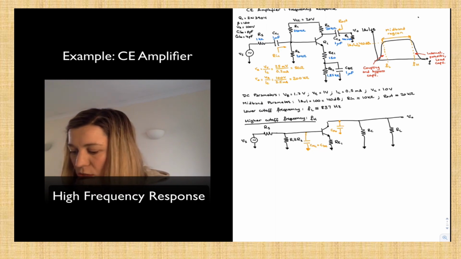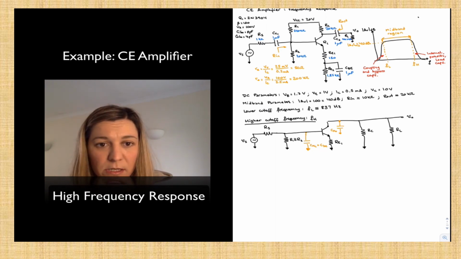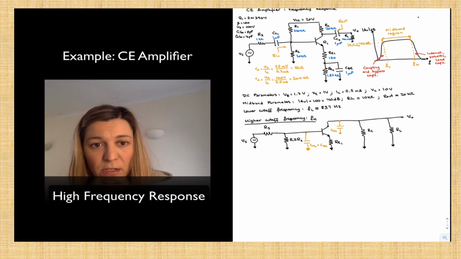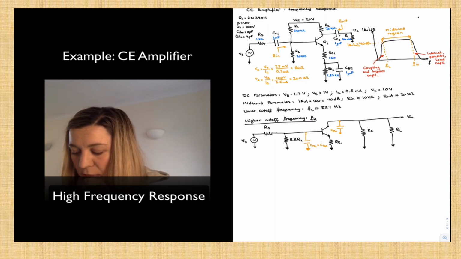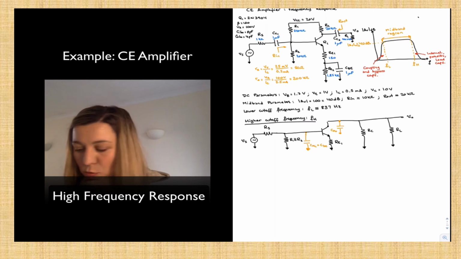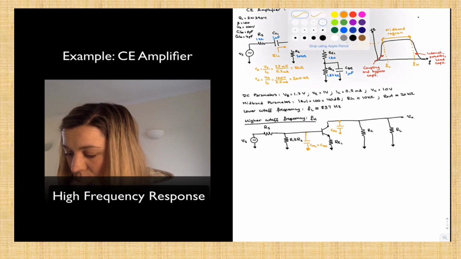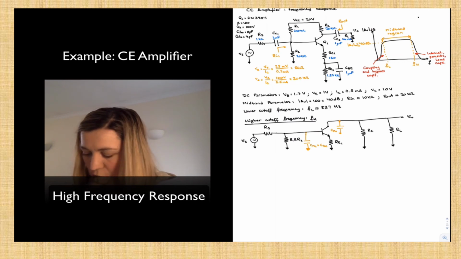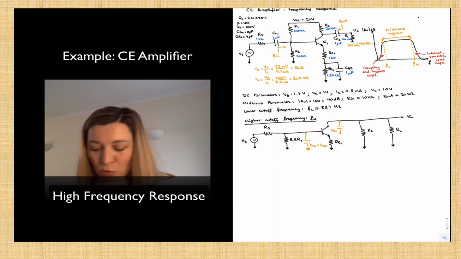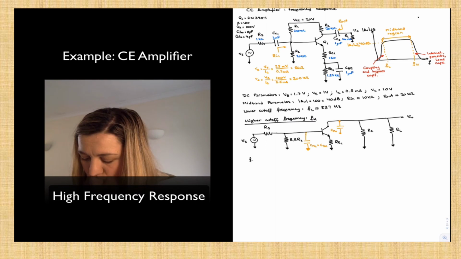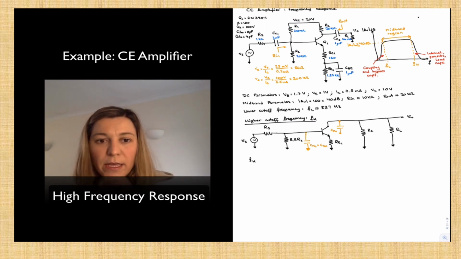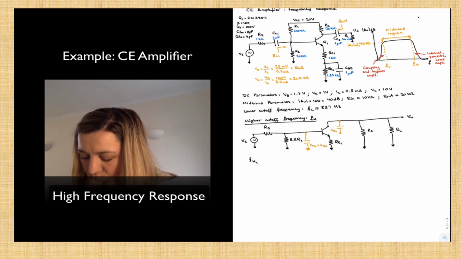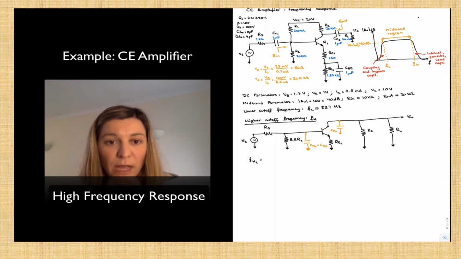I did not consider any load capacitances, but if I had any load capacitance, I would just be adding it to CMO, the output Miller capacitance. All right, so let's go ahead with the calculations. We have an input capacitance and output capacitance, and so two contributions to our high cutoff frequency. I'm going to refer to the one due to the input capacitor as the input high cutoff frequency.